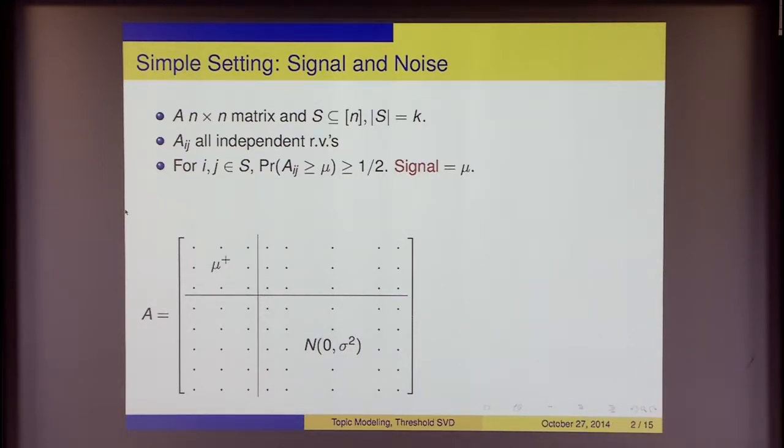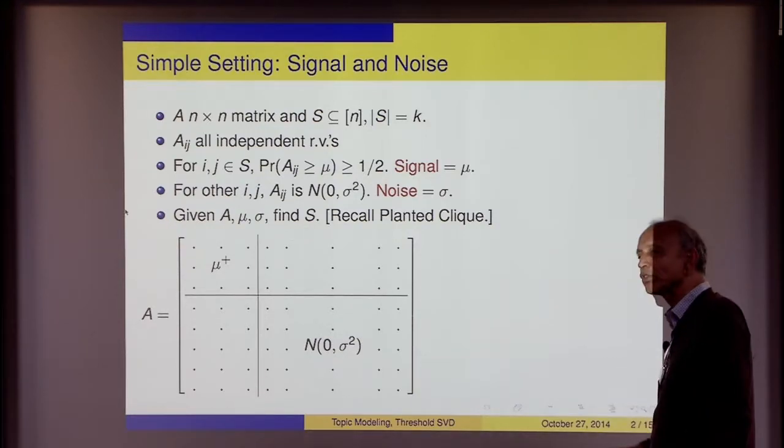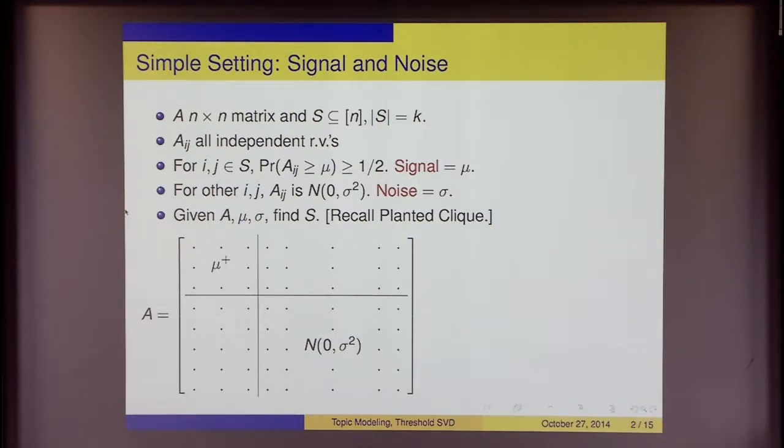In the rest of the matrix, the entries are normal 0 sigma squared. Think of sigma as the noise, and that is a signal, right? The idea is, of course, you want to figure out the signal from the noise, and you're not told much except you are given the matrix A. And here we might as well assume in this toy setup that we are given also mu and sigma. We don't have to be given them. And the big thing is to find S. Okay, S is your signal part.